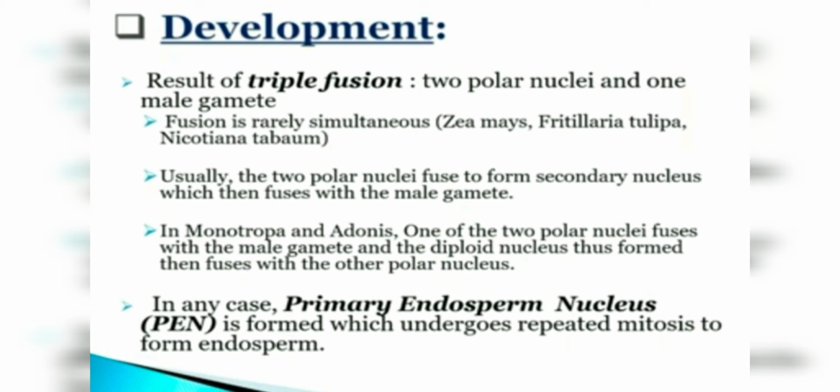Mostly in monocots and dicots, one of the two polar nuclei fuses with the male gamete and a diploid nucleus is formed. Then it fuses with the other polar nucleus. In any case, the primary endosperm nucleus, that means the PEN, is formed, which undergoes repeated mitotic division, and it will develop into the endosperm. Clear to you now, the development of endosperm?